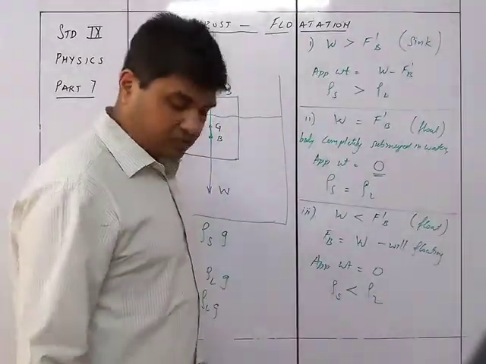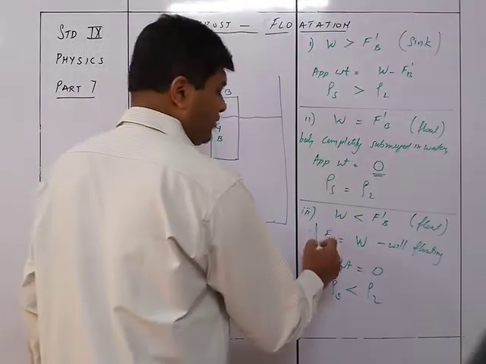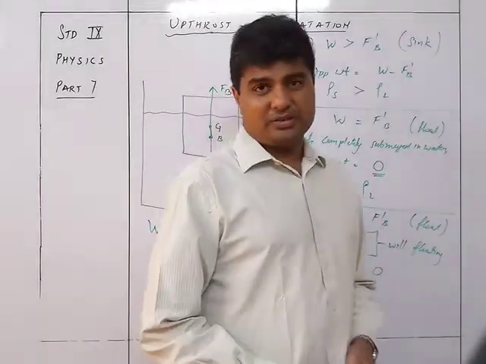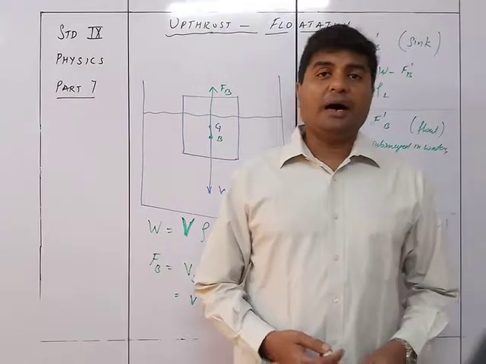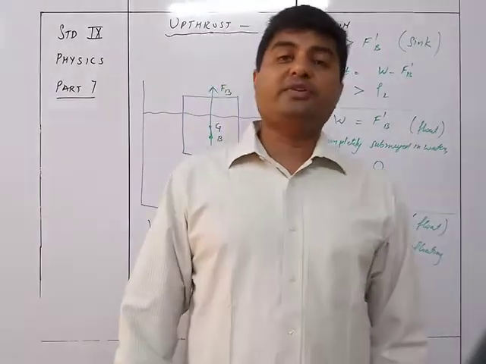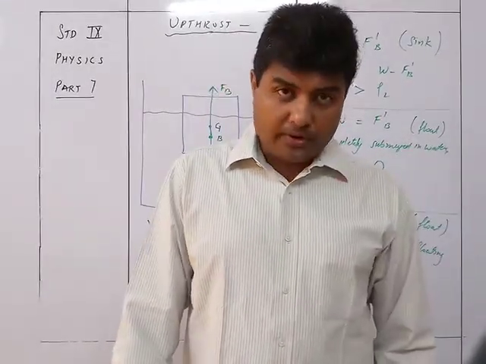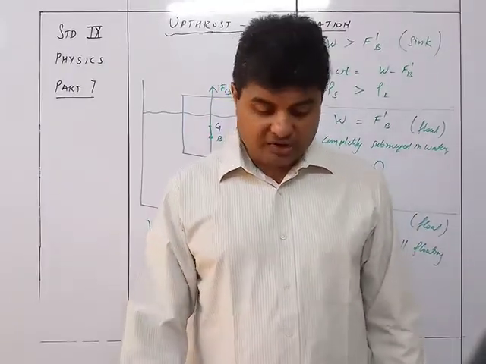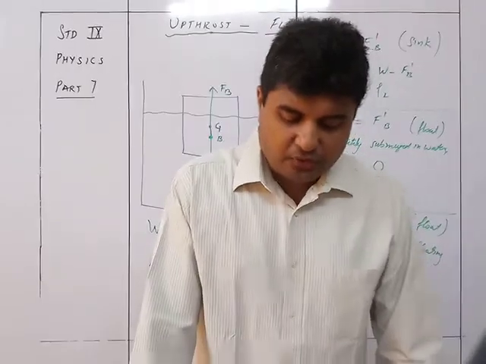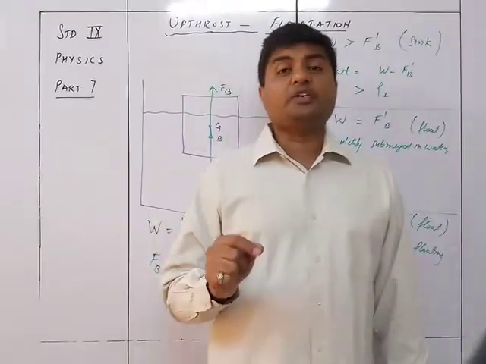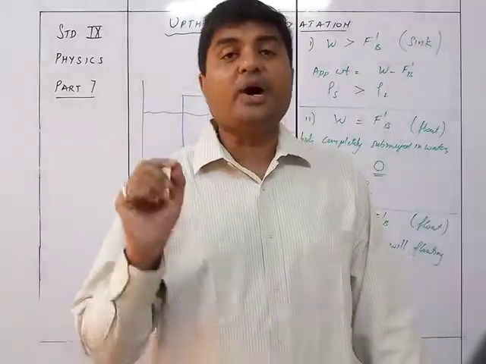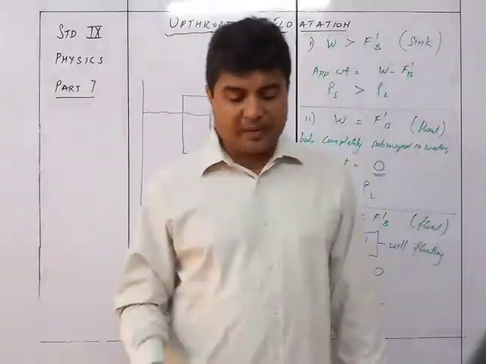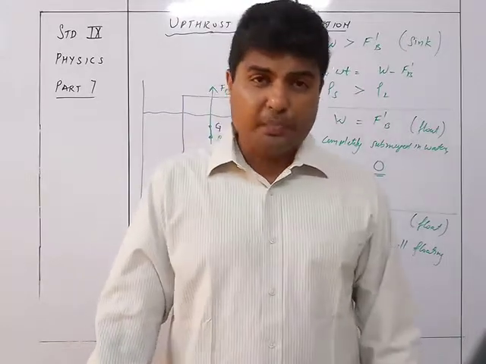So yes, that is the most important part: for a floating body the W is equal to upthrust. The weight of the body is equal to the upthrust, or weight of the body is equal to weight of the liquid displaced by the body. And the apparent weight will be 0. So we have the principle of flotation: according to the principle of flotation, the weight of the floating body is equal to the weight of the liquid displaced by its submerged part.